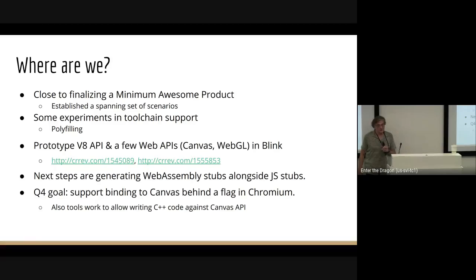So where are we? Well, the design principles are done, and a lot of the elements of the design are there for what we call a minimum awesome product. We have some toolchain support in the form of polyfill. One of the merits of the WebAssembly approach is that we can have automatically generated polyfill as well as automatically generated glue code. We have some prototype APIs implemented in V8. We're focusing on web APIs and Canvas at the moment, and we're going to be releasing that behind an experimental flag soon. I can't be more precise than soon, though.